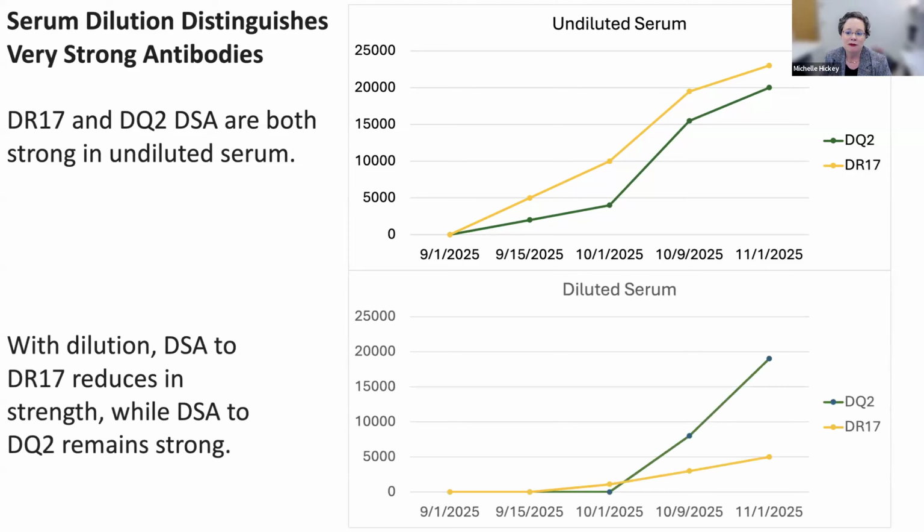thank you. What we found is that both of the antibodies actually dilute down to almost negative on 10-1 with dilution. But by 10-9, the antibody to DQ2 has continued to grow in strength, while the antibody to DR17 still dilutes down to a value which is in range, in the dynamic range of the test. And so we can infer from this data that the DQ2 antibody is much stronger than the donor-specific antibody to DR17, at least as far as shown here, October 9th and then November 1st.